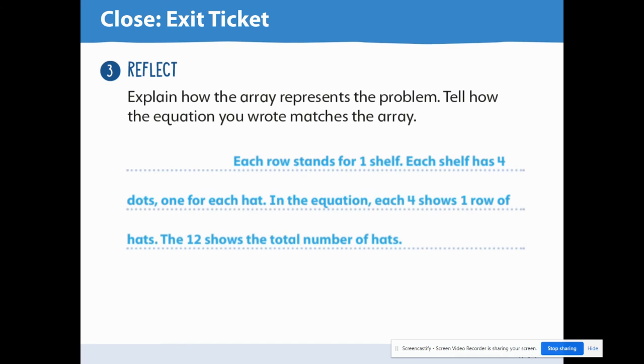All right, this is what Miss Yana did. Each row stands for one shelf. Each shelf has 4 dots, one for each hat. In the equation, each 4 shows one row of hats. The 12 shows the total number of hats. So if you explain it a little similar to mine, that's great. But if you explain it differently in a way that makes sense to the problem, great job. Kiss your brain. And remember to pause the video at any time you need.